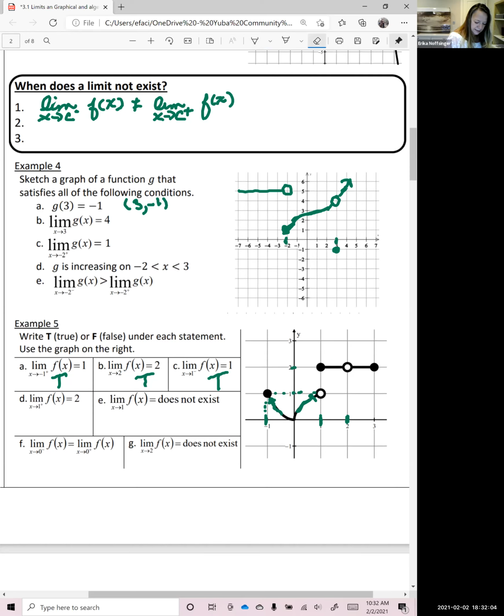Looking at D, look at the limit as x is approaching 1 on the right. Does that give you a y value of 2? So if we're coming in to 1 on the right-hand side, that y value that we're approaching is 2. So that is true.